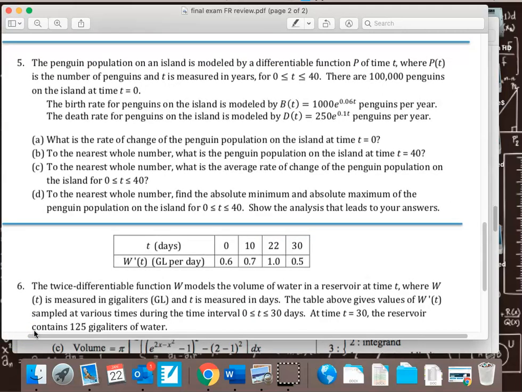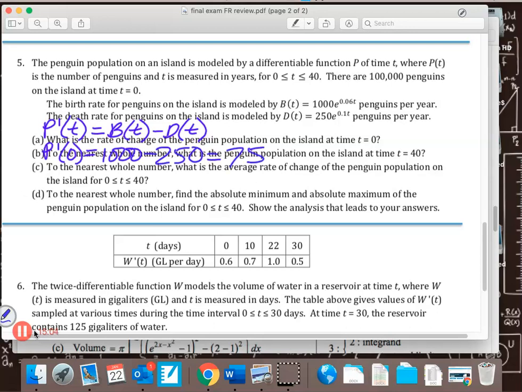Okay, so the rate of change of the penguin population, that's the rate that they're born minus the rate that they die. So if you're looking for P prime of t, that would be B of t minus D of t. So we wanted at time 0, P prime of 0 would be B of 0, which is 1,000, minus D of 0, which is 250. So at time 0, the rate of change of the penguin population is 750 penguins per year.